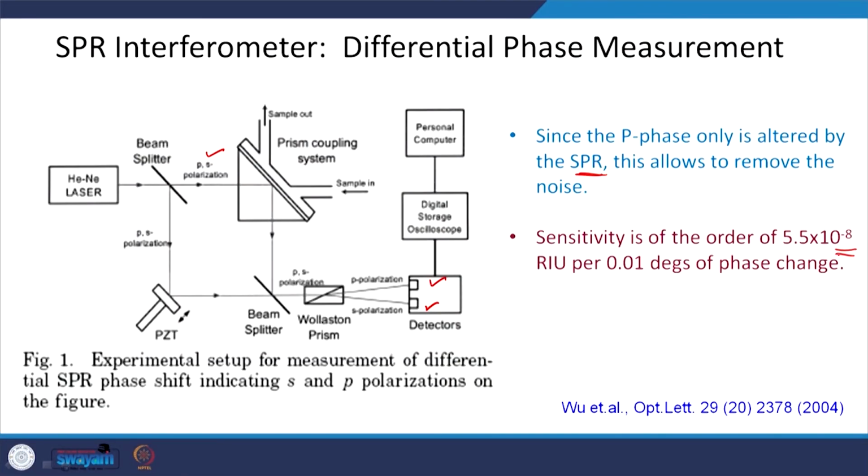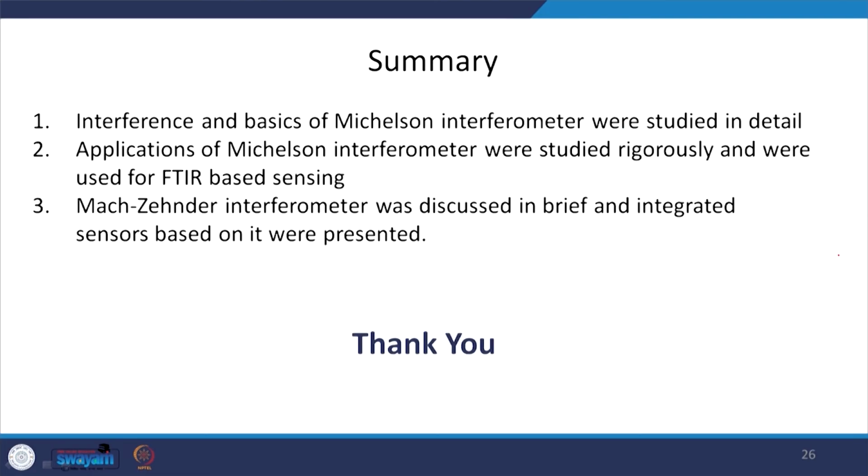You can have differential phase measurement, which I already told you about, where you have both P and S polarizations which are orthogonal, and by putting a Wollaston prism here you can have P and S polarizations. Since only the P phase is altered by the SPR, this allows you to remove the noise. So, the sensitivity in this particular case is of the order of 10 to the power minus 8 RIU per 0.01 degrees of phase change. So, it is very sensitive.